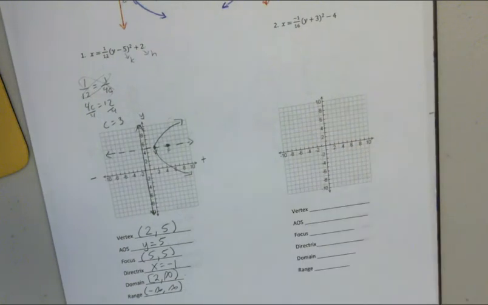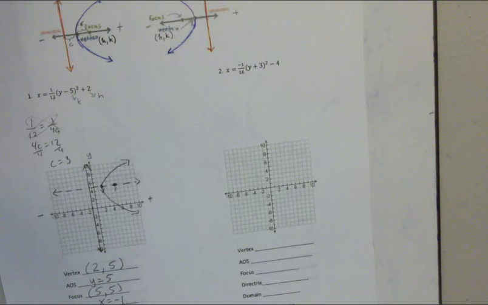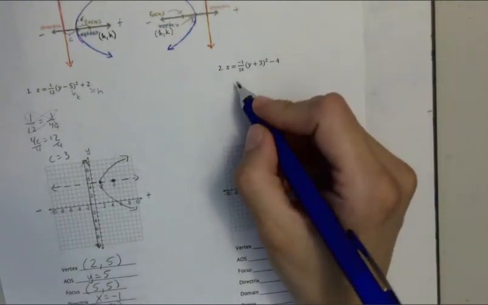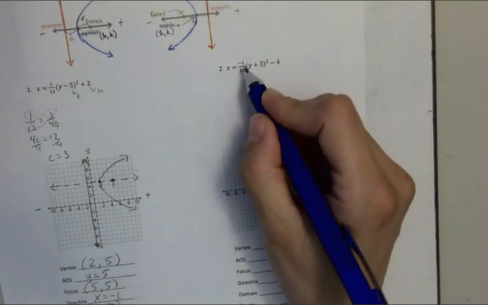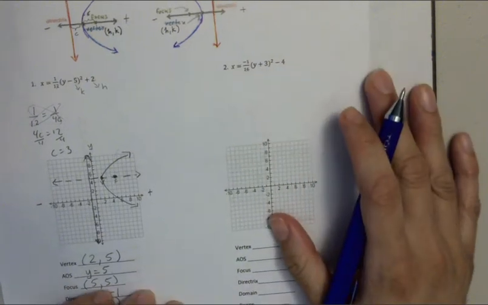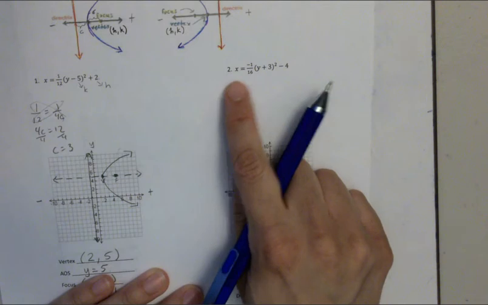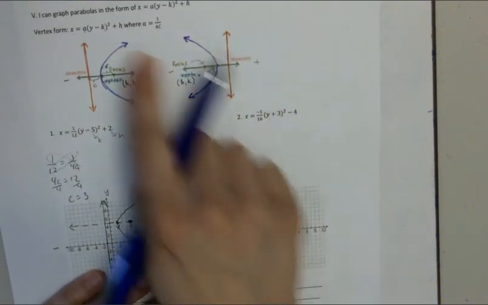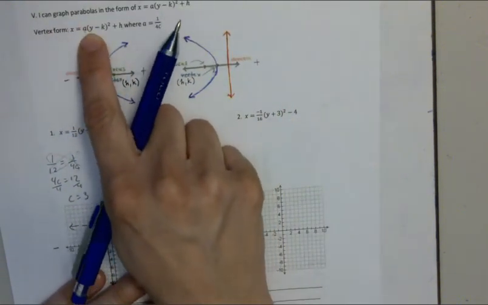Okay, let's go ahead and take a look at a negative parabola. So here we have x equals negative 1/16, y plus 3 squared minus 4. All right, so again, we know that this is in vertex form. So if you want to take a look at vertex form again, the general equation is right here.